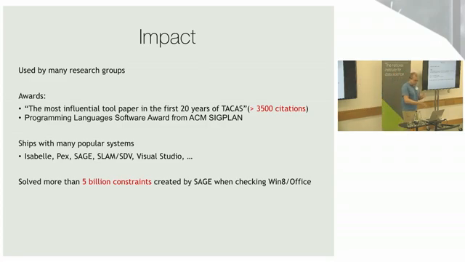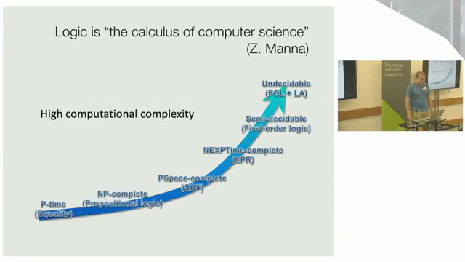And for example, just to give an idea of how successful a tool like Sage is at Microsoft, Sage, for instance, created more than 5 billion constraints, 5 billion formulas, and sent them to Z3 when it was checking Windows 8 and Office. And Sage runs 24/7 looking for bugs.